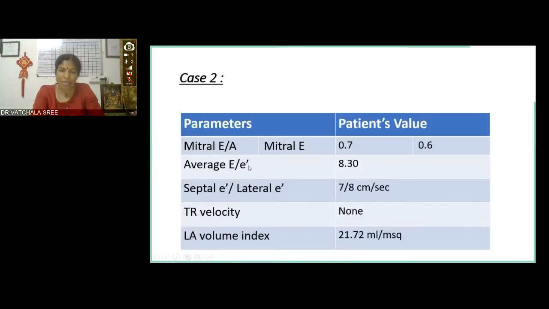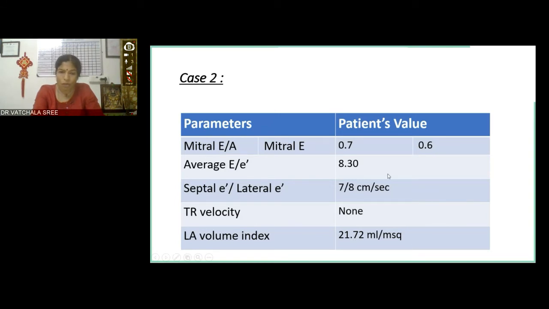The average E by E dash is 8.3, so it is still less than 14. The septal E dash is 7 and the lateral E dash is 8. These two are actually abnormal, because when the septal E dash is less than 8 and the lateral E dash is less than 10, it is abnormal. She is not having any TR velocity. Our indexed LA volume is 21, which is less than 34.